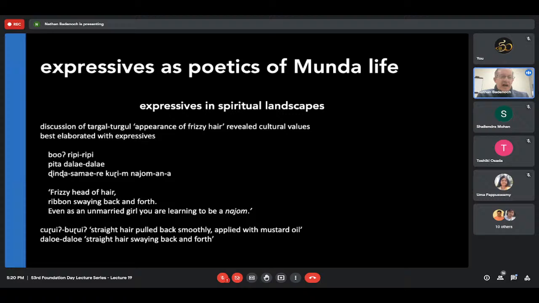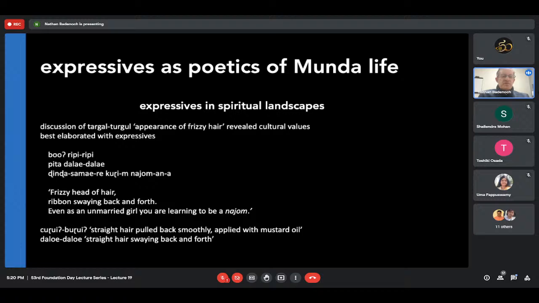When we're talking about poetics, we can see bo ripi ripi, the head, ripi ripi, and pita, the hair ribbon, dalai dalai. So these are opposed in a poetic line here, dalai dalai being the sight of something swaying back and forth. But here it was stressed that this is indicative of the fact that the hair ribbon is not able to control the ripi ripi hair. That's an important part of the poetic message here, to indicate the power of this girl as she's perhaps starting to become a najom.